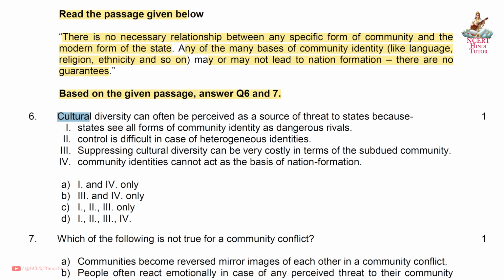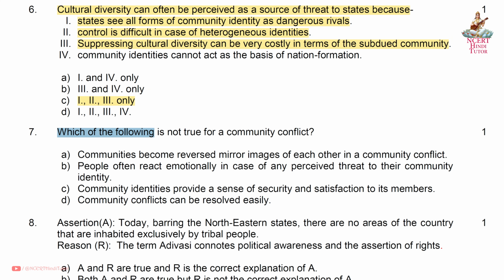Question 6. Cultural diversity can often be perceived as a source of threat to states because, answer C. First, second and third only. First is states see all forms of community identity as dangerous rivals. Second, control is difficult in case of heterogeneous identities. And third, suppressing cultural diversity can be very costly in terms of the subdued community. Question 7. Which of the following is not true for a community conflict? Answer D. Community conflicts can be resolved easily.